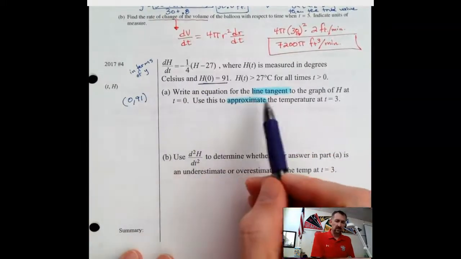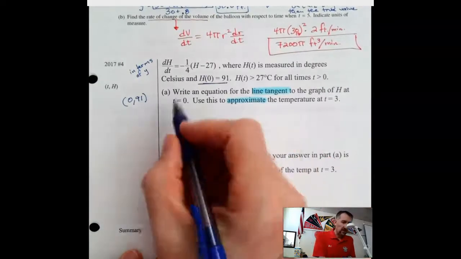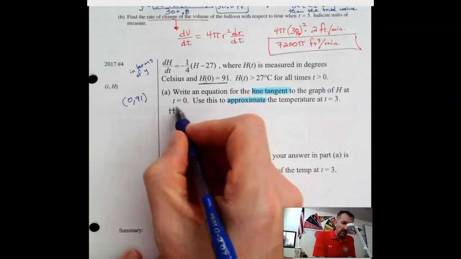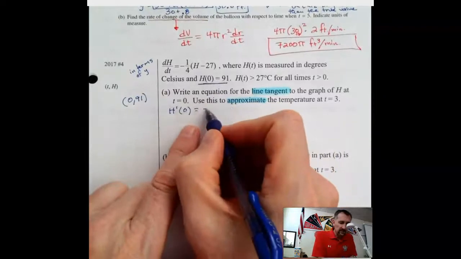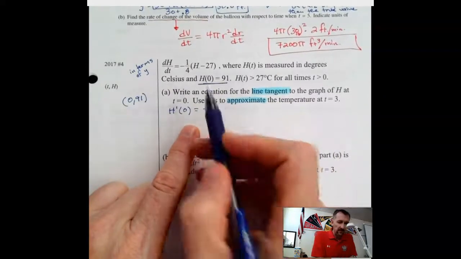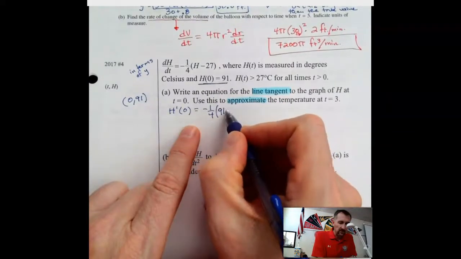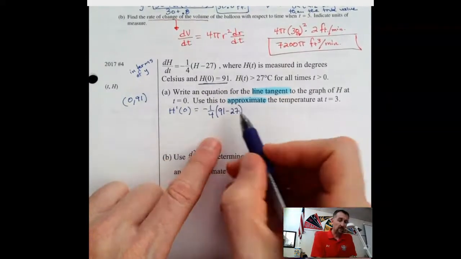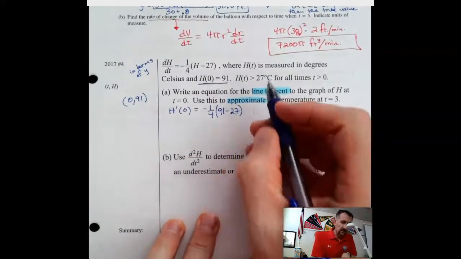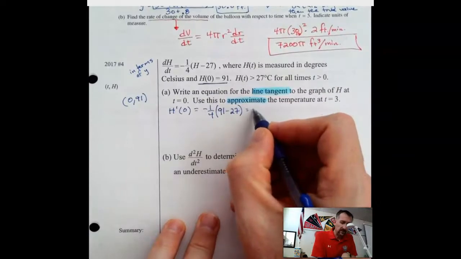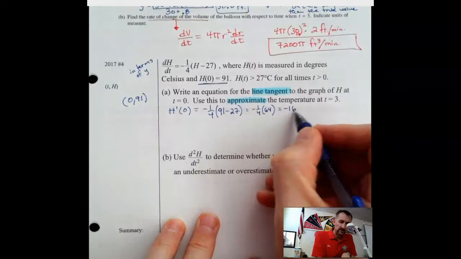So here it is, write the equation of the tangent line. So for the equation of the tangent line, we need the derivative at 0, h prime of 0. Well, the first place it gets tricky is right there. So we need to plug in 91 for h. Okay, so what's that? 91 minus 27 is 64. So that's going to be negative 1/4 times 64, which is negative 16.